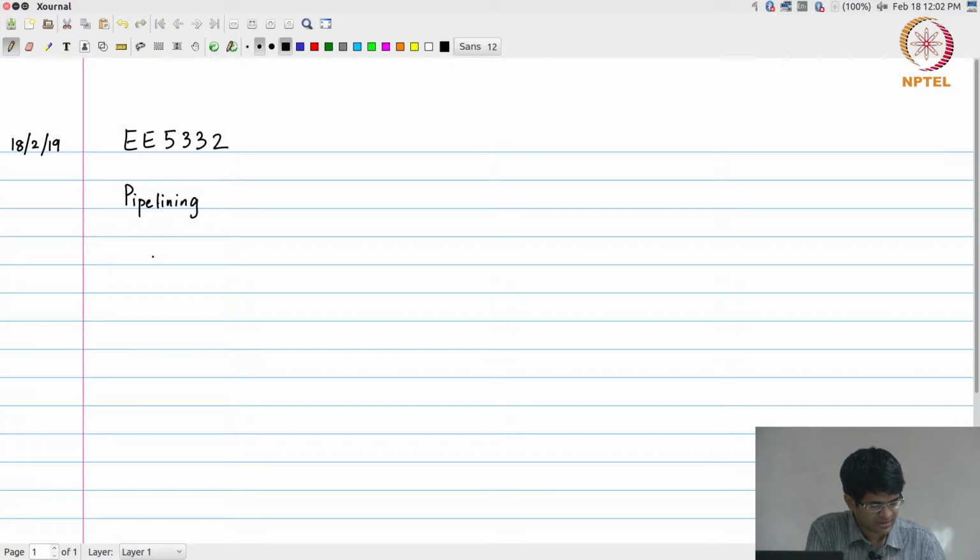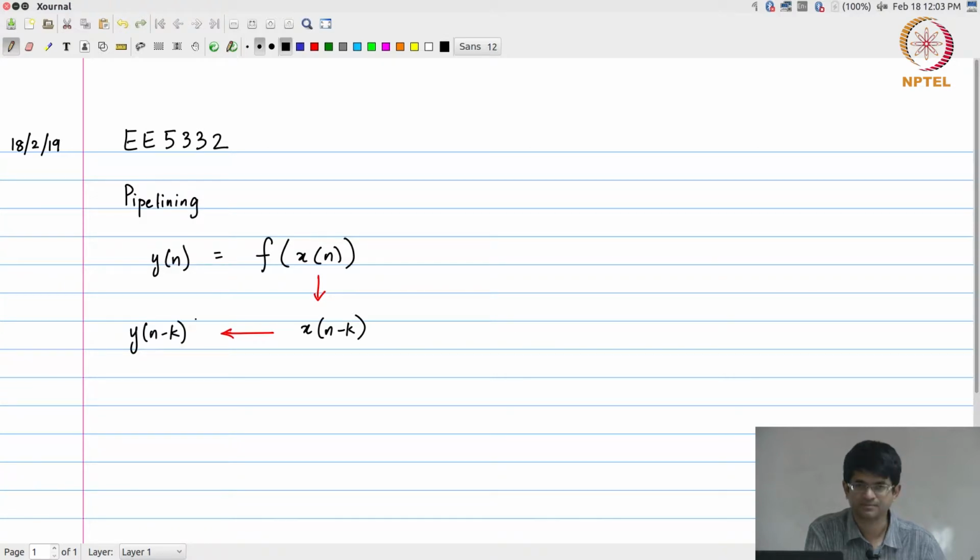In other words, supposing a computation that we are doing is y of n, some function of x of n, and I replace x of n with some x of n minus k. The question is what happens as a result, what do I get on the y output? The requirement is that I should essentially end up getting y of n minus k.